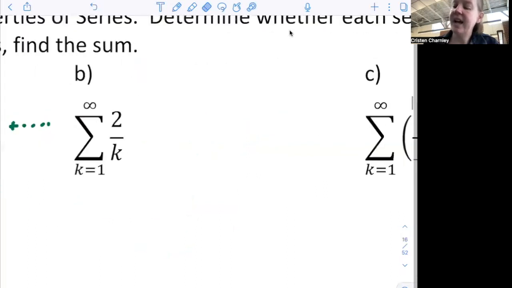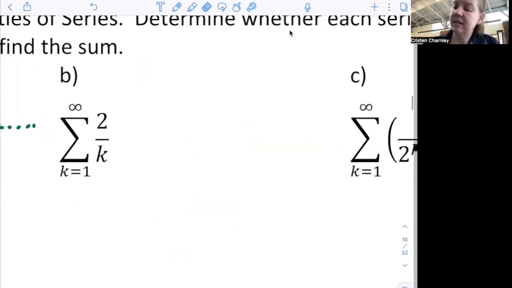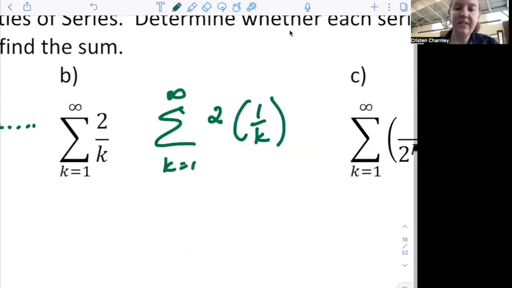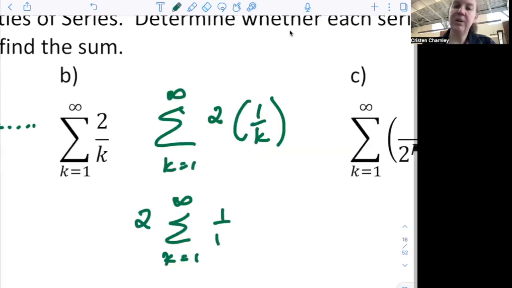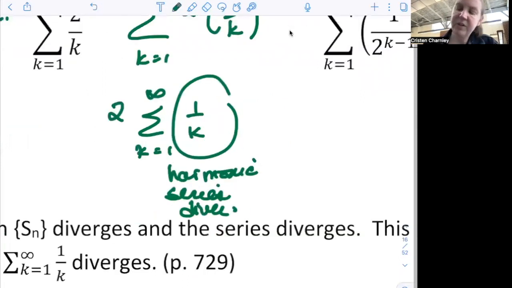Letter B. I can actually rewrite this as the sum from k equals 1 to infinity of 2 times 1 over k. And that idea of a constant, that 2 can move to the front. The sum from k equals 1 to infinity of 1 over k. And now the piece inside is the harmonic series. So it diverges. Okay, no problem.